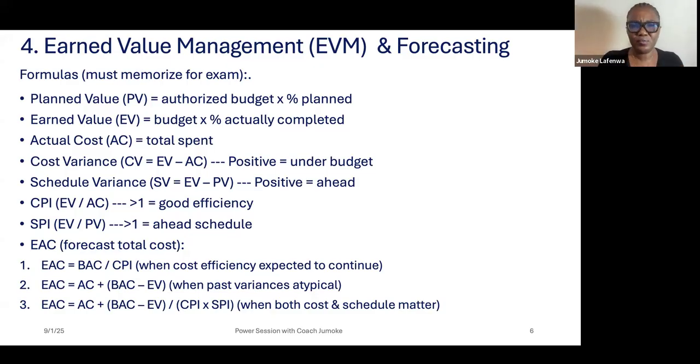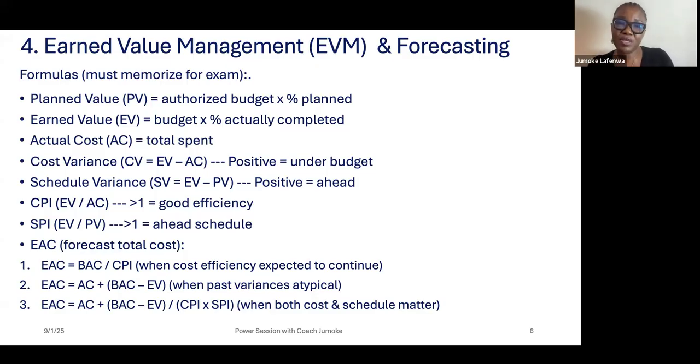For every 1 cedi or for every $1 that you are spending, are you getting work commensurate to that $1? So if you divide it and it is 1, then it means you are getting the exact value of $1 for every work done. If you divide it and it's lower than 1, what it means is actual cost is higher than the earned value. So for every $1 you spend, you are getting less value. The same with the SPI.